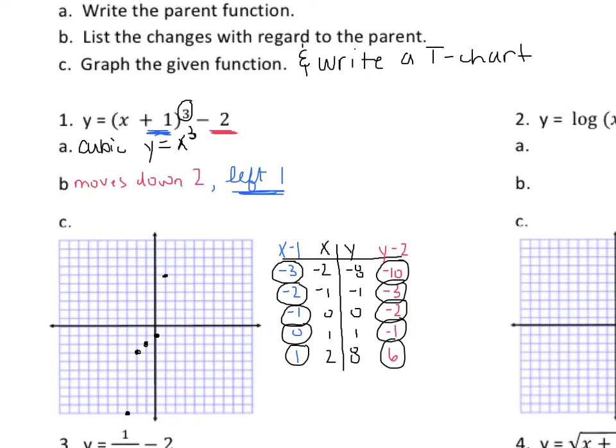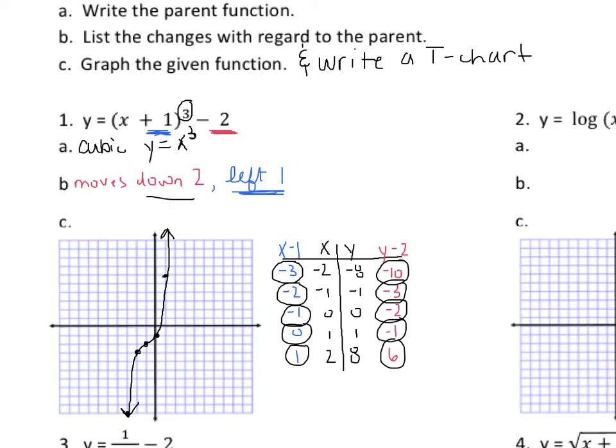And now we can go ahead and draw a sketch of what our graph should look like. So I'm going to try and hit all of these points, even though it's very hard to do. And this would be our new cubic function. Now, I always like to double check and see if it really did move in the direction that I thought it was going to. So did it move down 2?